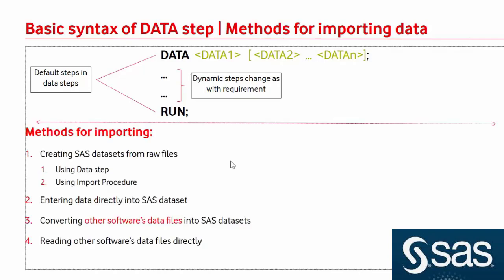These are the four methods to import. Creating SAS datasets from raw files using data step or using import procedure. Entering data directly into SAS dataset. Converting other software's data files into SAS datasets, and reading other software's data files directly. We will talk about the two methods which we use in the next slide.